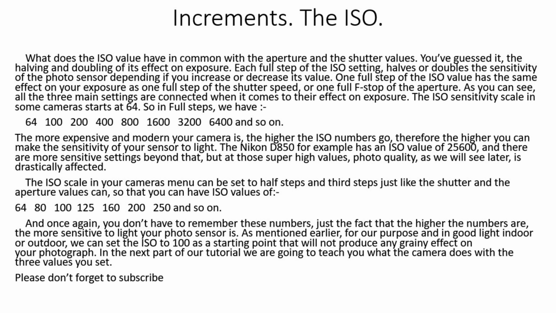The ISO scale in your camera's menu can be set to half steps and third steps just like the shutter and the aperture values can, so that you can have ISO values of 64, 80, 100, 125, 160, 200, 250, and so on. And once again, you don't have to remember these numbers, just the fact that the higher the numbers are, the more sensitive to light your photosensor is.